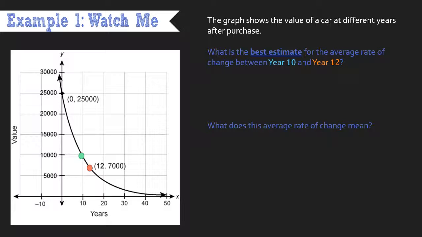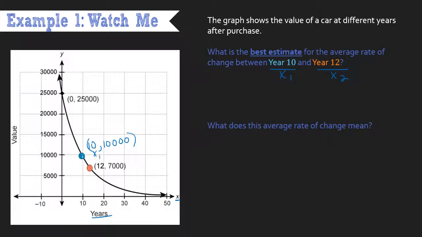So in this case, it says the graph shows the value of a car at different years after purchase. We want to know what is the best estimate for the average rate of change between year 10 and year 12. So here are my two x values because my years are on the x-axis. So I could say this is like my x1 and this is my x2. And I need to figure out the y values for each of those. Well, year 10, we can see here, it's partly been identified for us, is going to be at 10, 10,000. And then year 12 is already written out for me here, 12, 7,000.